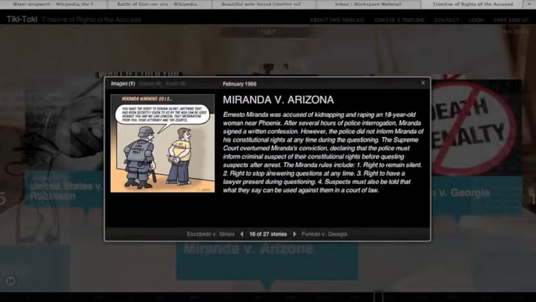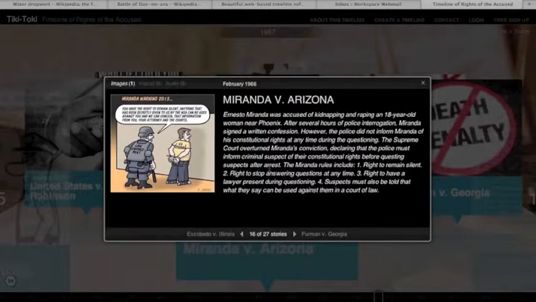In this case, Ernesto Miranda had been accused of kidnapping and raping an 18-year-old woman near Phoenix, and after several hours of police interrogation, Miranda signed a written confession. However, the police did not inform Miranda of any of his constitutional rights at any point during that questioning. And so the Supreme Court overturned Miranda's conviction upon appeal, declaring that the police must inform criminal suspects of their constitutional rights before questioning suspects after an arrest.